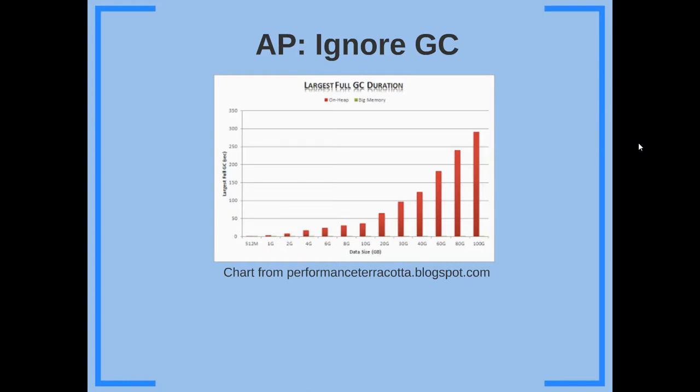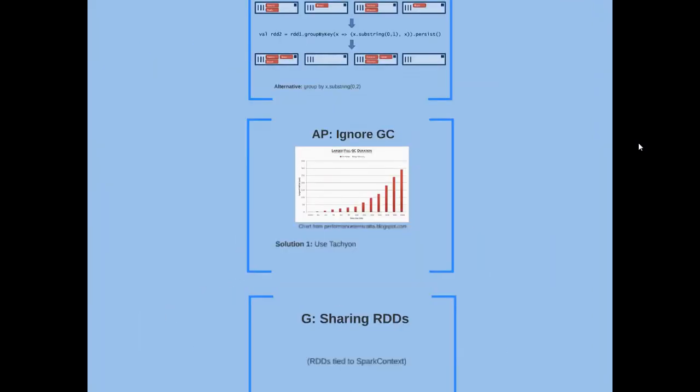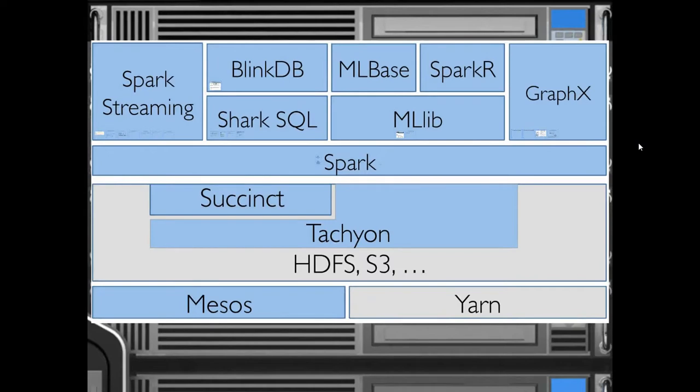So there are various solutions. Solution 1 is to use Tachyon. Tachyon is a layer that sits underneath Spark. Now when Spark runs out of memory, or if you tell it to, it can spill some of its data that it's storing in RAM onto a file. That's typically, of course, HDFS.